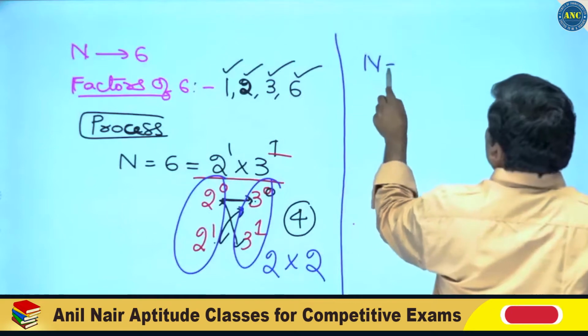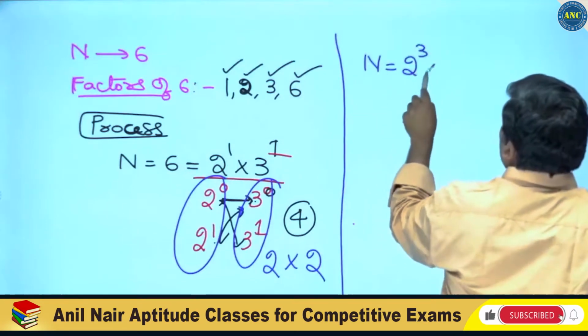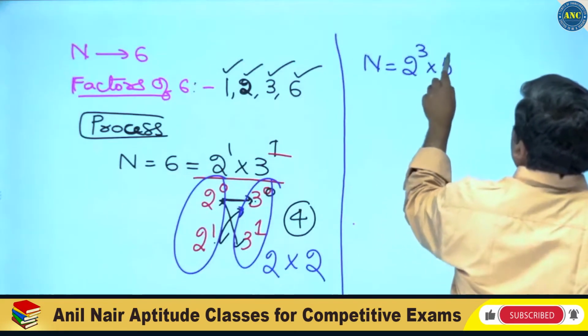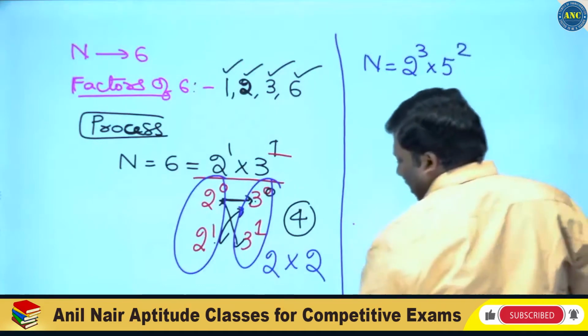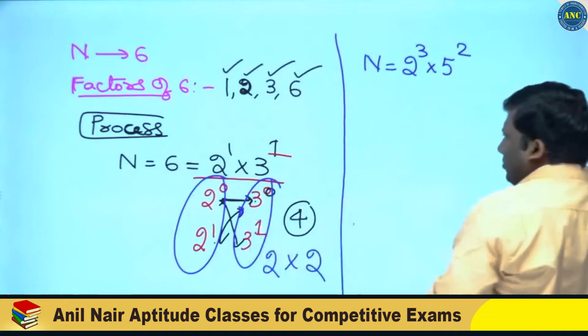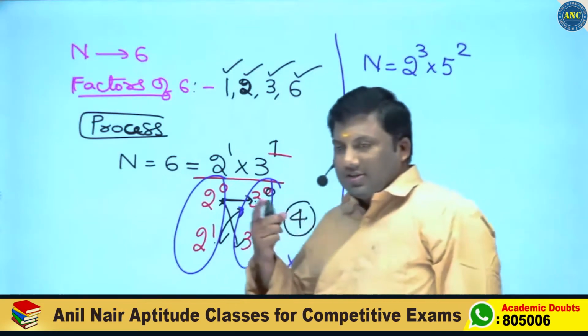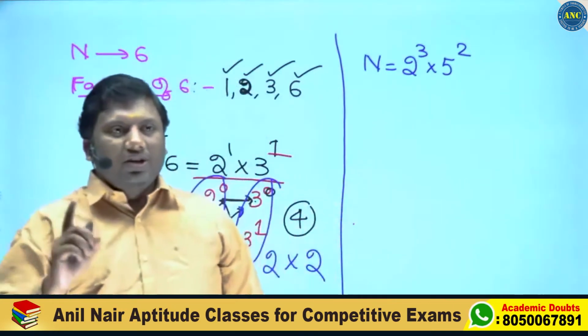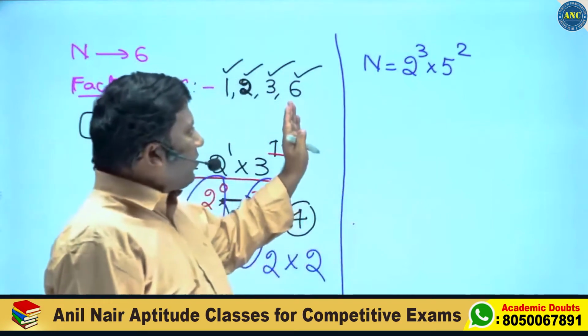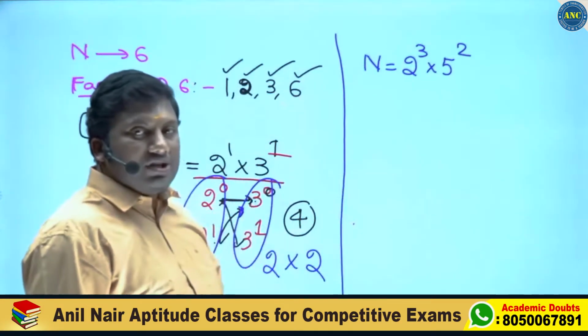Let me take a larger number. N equals 2 cube into 5 square. This is the number: 200. It is 25 into 8. I took a number N equal to 8 into 25, which is 200.